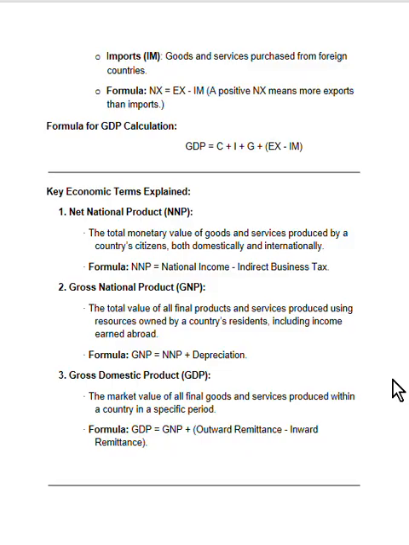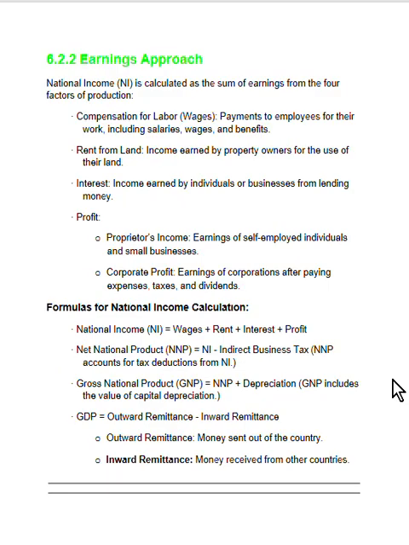And one of the most known terms is GDP, gross domestic product. And how to get it? For gross domestic product, we have to add outward remittance to GNP, minus inward remittance. Okay, then let's go through the earning approach.